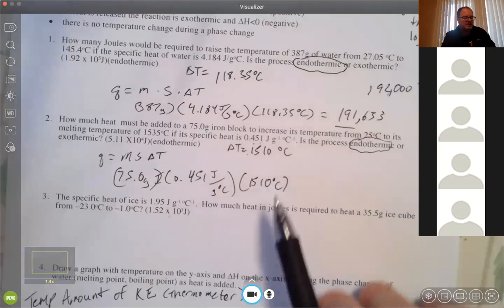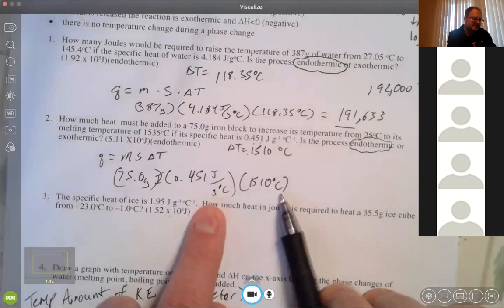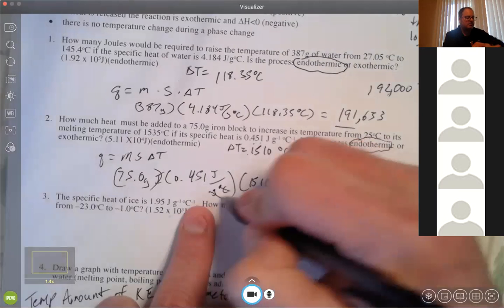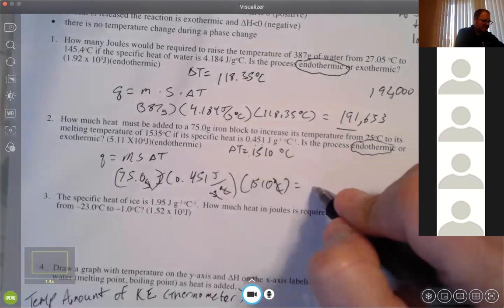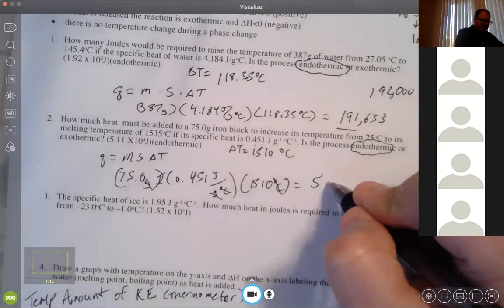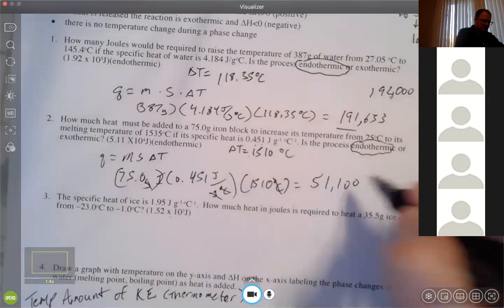Another key thing is, remember, our specific heat capacity allows us to cancel out these units, leaving us with joules. 75 times 0.451 times 1510 would be 51,075.75. Three significant digits, so 51,100 joules.